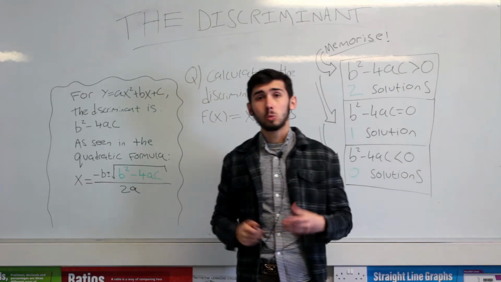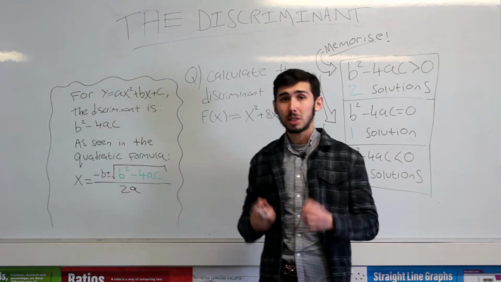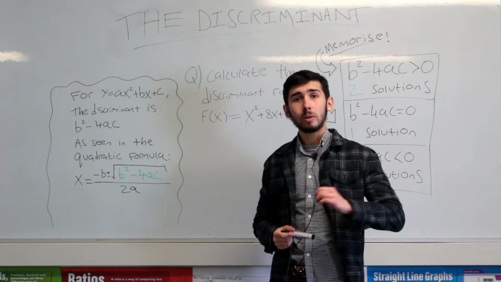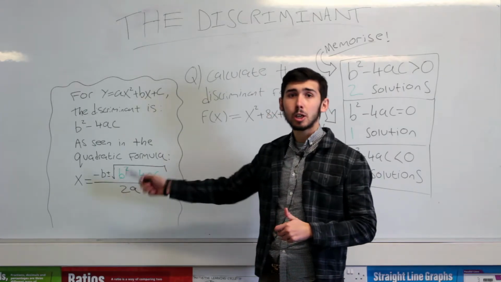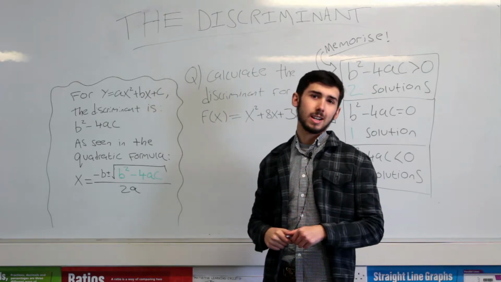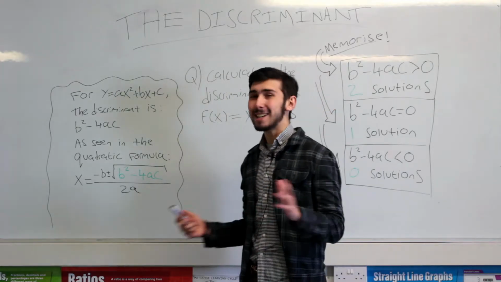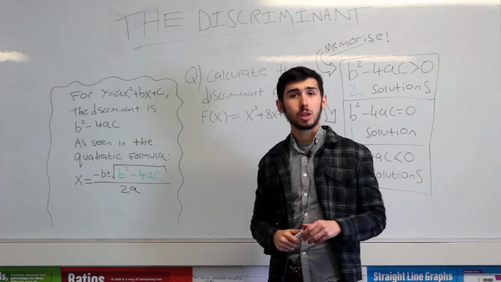There's another case. What if b squared minus 4ac is negative? If b squared minus 4ac is negative, we run into a problem in maths. You cannot take the square root of a negative number in A-level maths. You can, but in A-level maths, you cannot do it. It doesn't make sense.